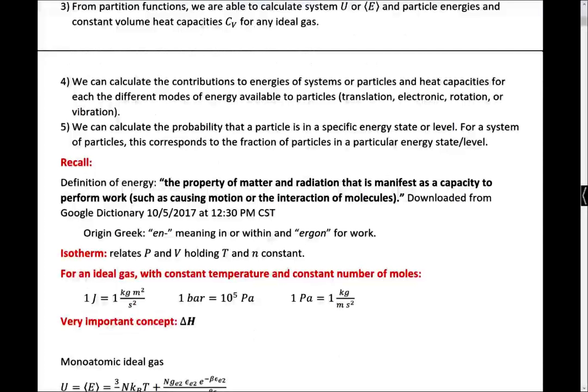Okay? Some things that we need to remind ourselves in moving forward. So you probably, since junior high, have heard the definition of energy, the capacity to do work. All right. So the property of matter and radiation is manifest as capacity to perform work, including causing motion of the molecules. So if you think about causing motion of molecules, that's getting them to move faster, which is increasing their kinetic energy, and that's talking about adding heat. All right. So heat drives work. All right, so it's very important to us.